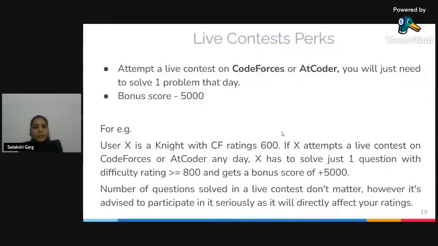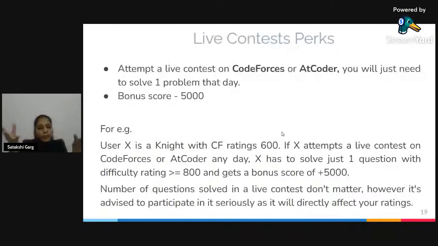So if you participate in AtCoder contests or Codeforces contests, that too live, what happens is that you will just have to solve one problem that day of the difficulty rating of that particular level. For example, suppose you are a Knight and your current Codeforces rating is 600. If you attempt a live contest on any day on Codeforces or AtCoder, the person has to just solve one problem with difficulty rating greater than or equal to 800.